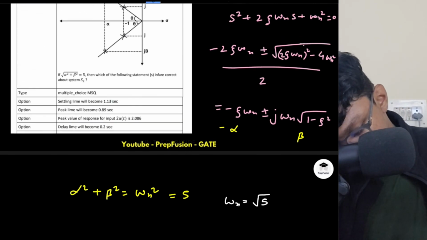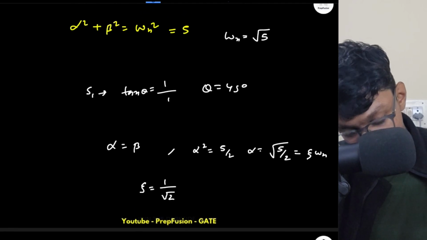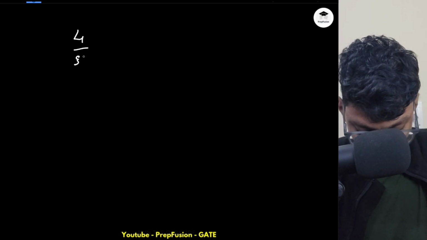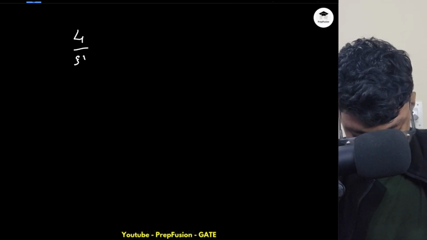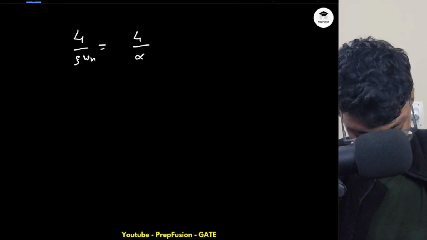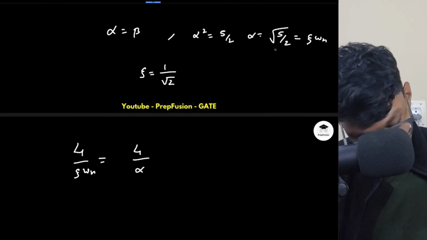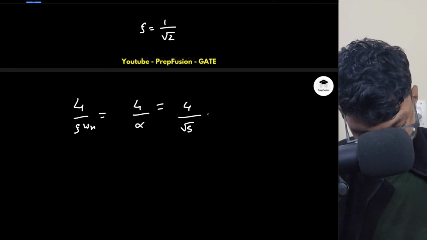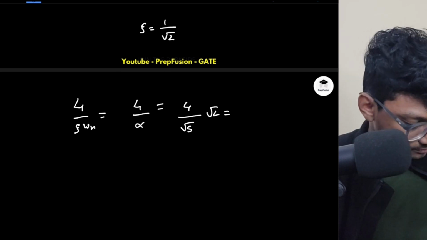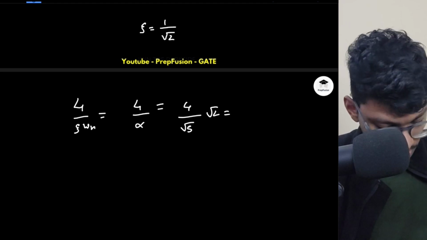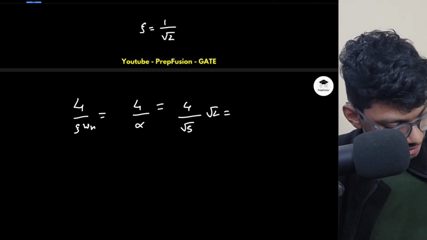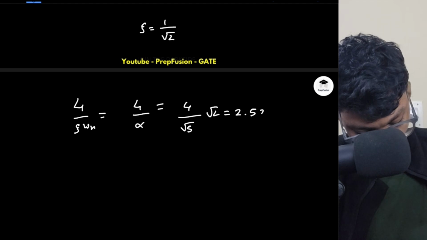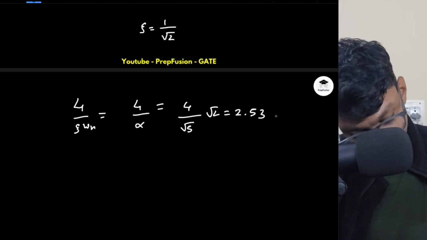But what are they asking? They are asking me the settling time. What is the settling time? Settling time is basically 4 upon zeta omega n, or the real part of the pole. The real part of the pole is alpha itself, so it is 4 upon alpha. Alpha is under root 5 by 2, so it will be under root 5 into under root 2. If I calculate this value, 5 divided by 2 under root into 4, it will be 2.53. This is my settling time.